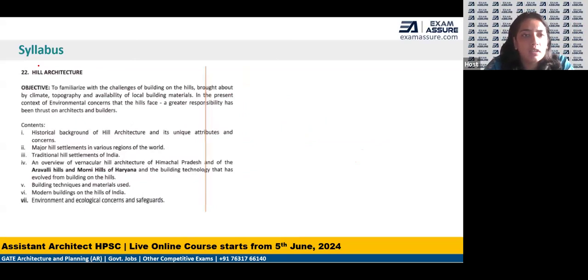Then hill architecture, the challenges of building on hills, the topography, climatic considerations, local building material, all of that you need to consider. Plus, they've clearly mentioned knowing about the Aravalli Hills and Morni Hills of Haryana, building technology related to that, modern buildings on the hills of India. How can you relate constructing on hills and safeguarding the environment, that balance or that correlation, plus traditional settlements in India on hills. So all of these would be important.